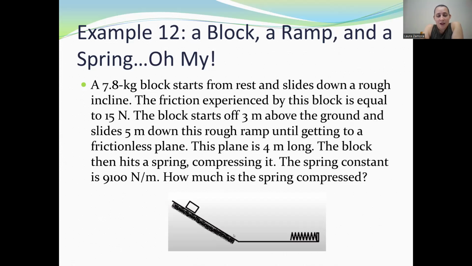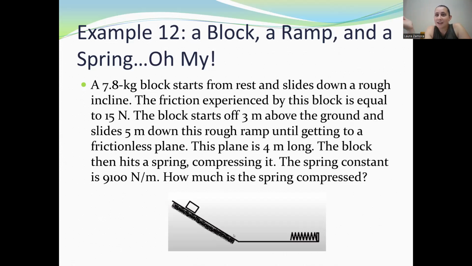So here's example 12. A block, a ramp, and a spring. Oh my. All right. Let's do it. A 7.8 kilogram block starts from rest and slides down a rough incline. Okay, hold it right there. What is the key word? Actually, two keywords in that sentence that we need to pull out and look at. Rough. What's the other one? Incline. True. Not the one I was looking for. Starts from rest. Rest. Yes. Rest and rough. Those are the two keywords that we need to look at.